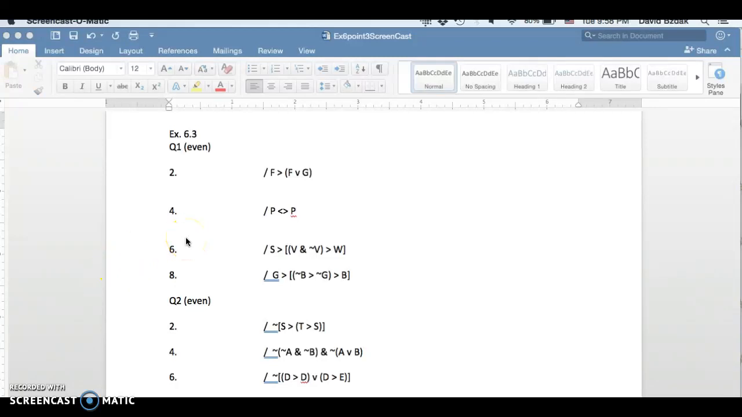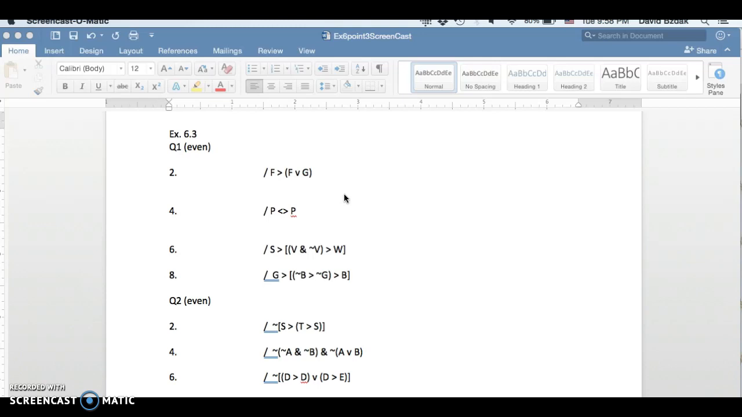Okay, I'm going to work through some of the problems from exercise 6.3, Q1 and Q2. See what we have time for. I wrote out the even ones. The odd ones are due for homework. So we'll do some of the even ones.